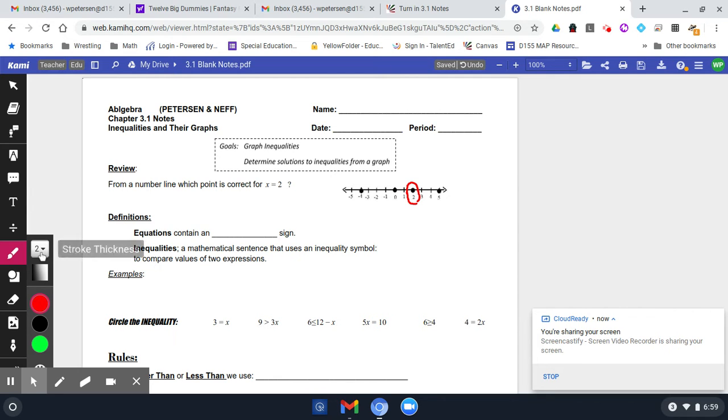So our definition of an equation, it has to contain an equal sign. That has to be in something that is called an equation. If it has a different sign that you may or may not recognize, that is when it's called an inequality. So the mathematical sentence that uses an inequality symbol to compare values of two expressions. So we have four main types of inequality symbols.